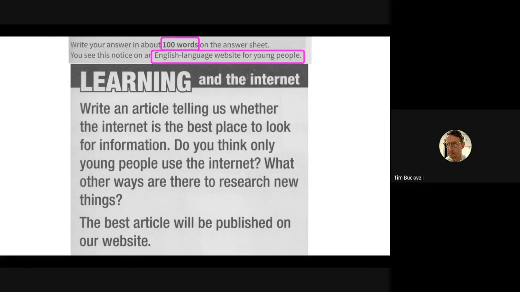We see this notice on an English language website for young people. When we're writing our article, we'll be writing for young people. And they put it on an English language website or an English language magazine because, of course, they want you to write in English. Learning and the internet. This is important. This is the subject of our article. We're going to be talking about learning and the internet. And of course, we're going to be writing an article.